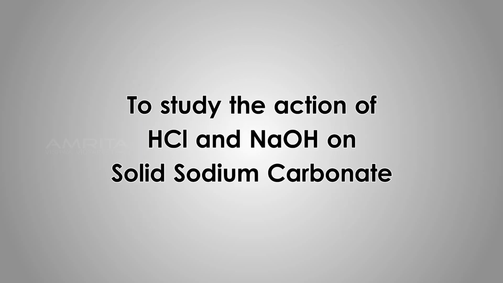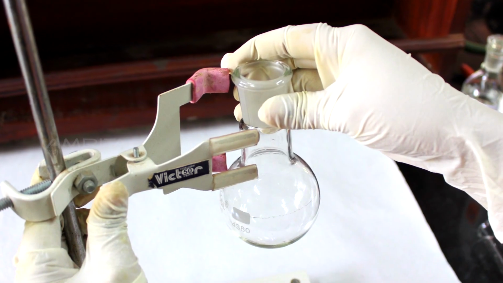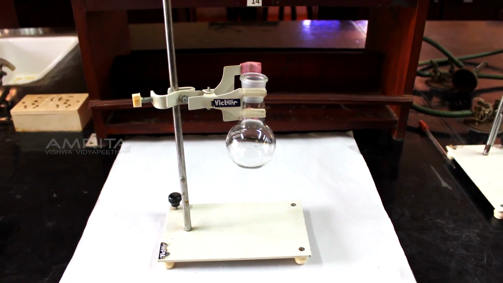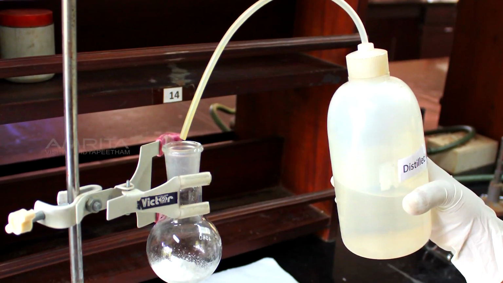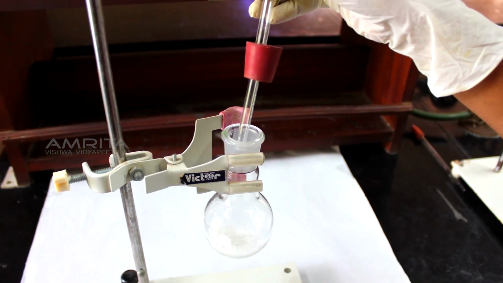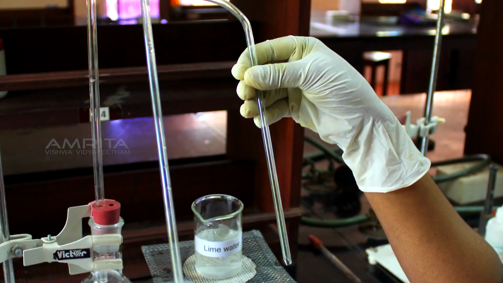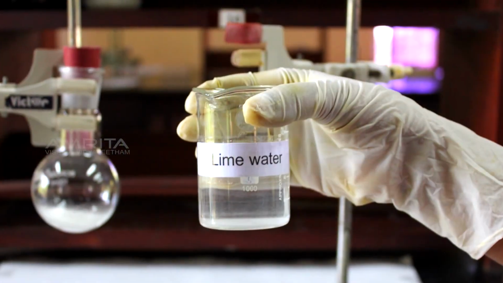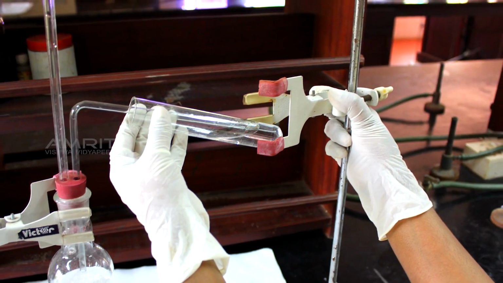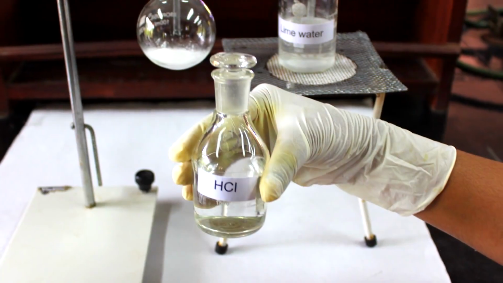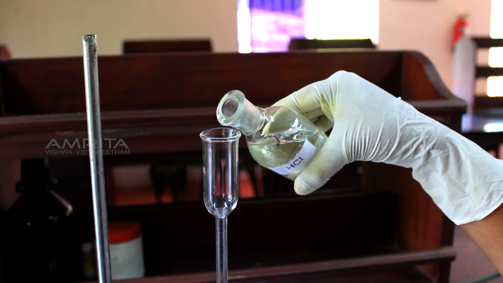To study the action of HCl and NaOH on solid sodium carbonate, first clamp the round bottom flask to the stand and add a small quantity of sodium carbonate and a few drops of distilled water into it. Close the mouth of the flask with a double-bored cork and insert a thistle funnel and a bent tube into the different holes of the rubber cork. Now, pour a small quantity of lime water into the boiling tube and clamp it with another stand. Then add HCl to the sodium carbonate solution in the flask using the thistle funnel.